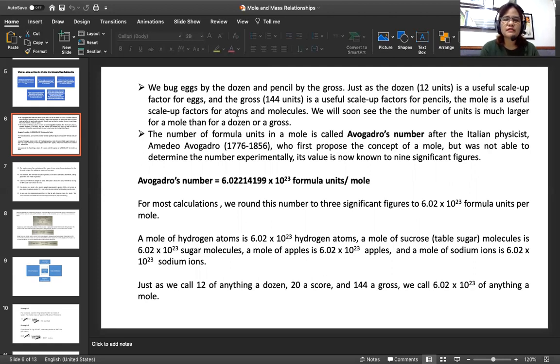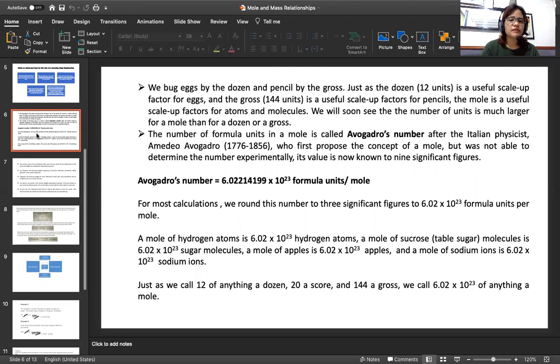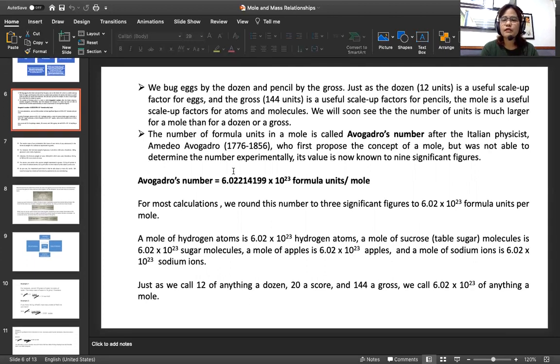So it's a useful scale of factors for atoms and molecules. Later on, we will see the number of units is much larger for a mole than for a dozen or a gross. Okay, so para sa mga formula units in a mole, we call that Avogadro's number. It was proposed by an Italian physicist, Amadeo Avogadro. Siya yung unang nag-propose ng concept ng mole. But actually, he was not able to determine this experimentally. Its value is known to 9 significant figures.